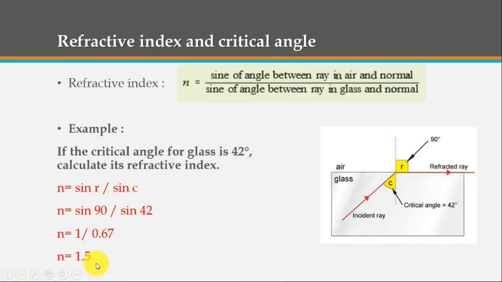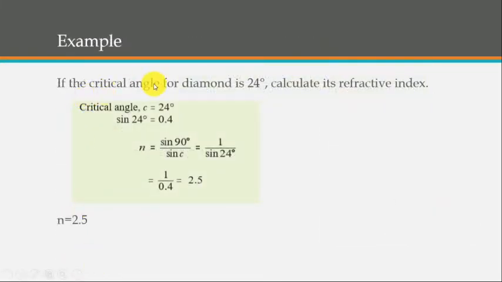Okay? Let's see another example. If the critical angle of diamond is 24, C is 24, calculate its refractive index, the same thing. We use the formula n equals sine of the refracted ray, that is 90, over sine C. Girls, I know you are asking: this angle is not given in the question. How did you know it? Because you have to know.